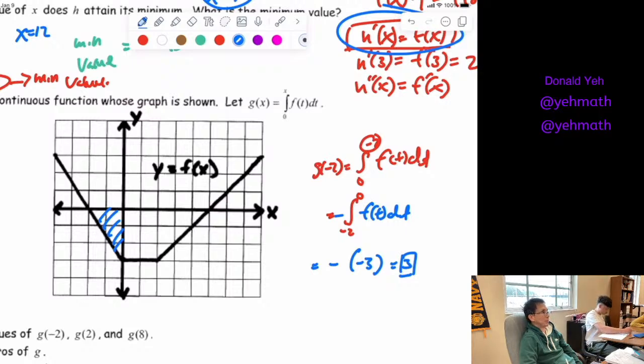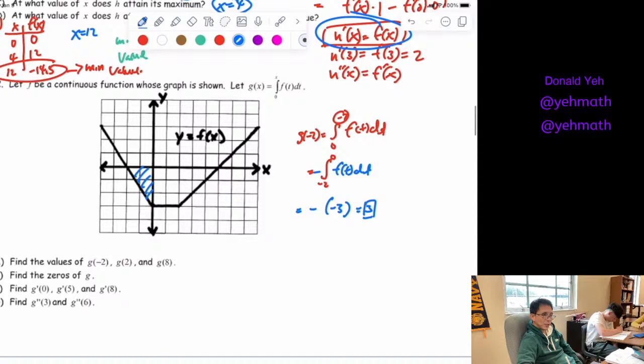Because the orientation is from low to high. If it's above the x-axis, it's positive. Below the x-axis, it's negative. Does that make sense? What will be g of 2? Negative 6 is correct this time, but you had to get the first one right though. What is g of 8? Yeah, because that negative part and positive part actually cancel out. It's still negative 6.